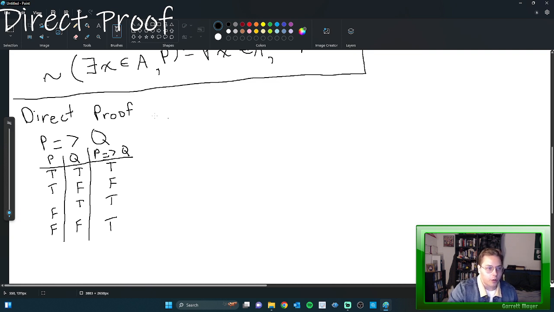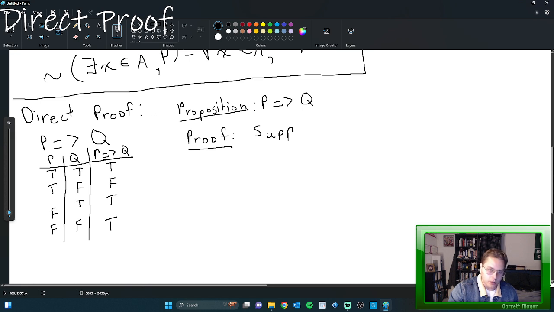So the basic form of a direct proof is this. You have a proposition, which takes the form of if P, then Q. And then you have a proof. And the way the proof works is you start with, suppose P. So you assume that P is true. Let's make sure I spell this right.